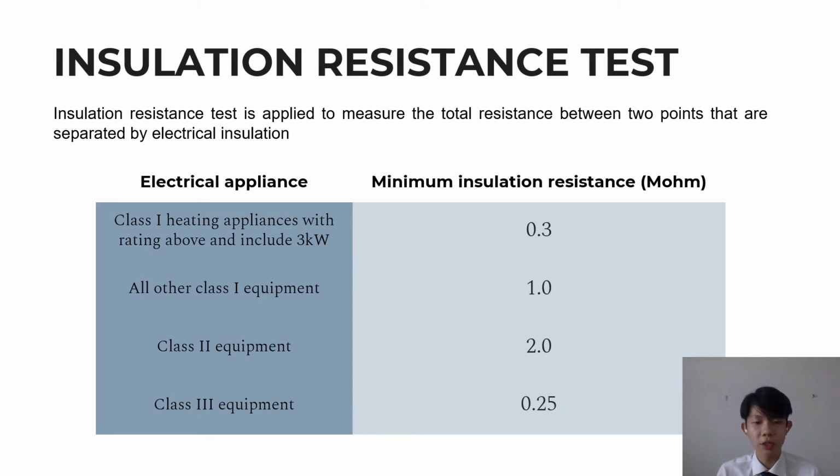Secondly, the insulation resistance test is measuring the total resistance between 2 points that are separated by electrical insulation. If the test value does not achieve the minimum insulation resistance shown in this table, it means the appliance does not completely insulate the flow of current, which will cause leakage of current.